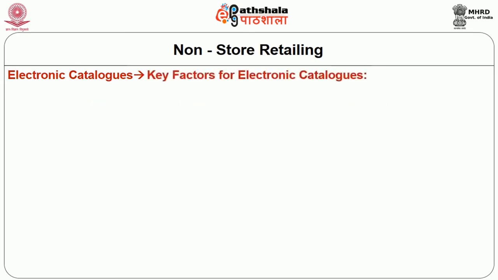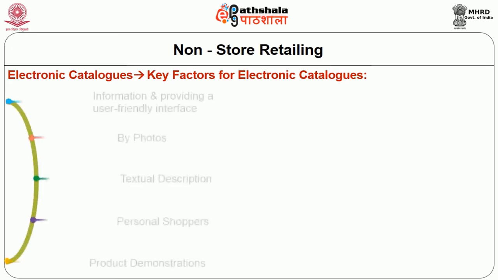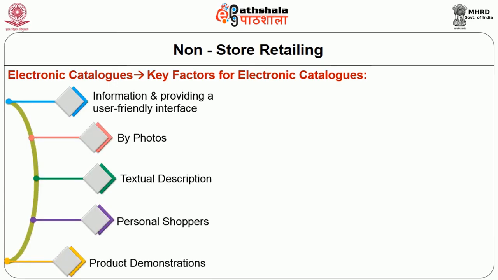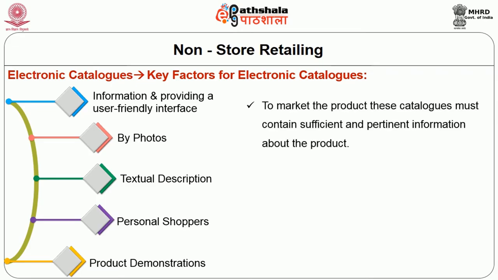Some of the key factors of electronic catalogs, that is the EPCs. The electronic product catalog contains the basic product information with printed catalog images, and provides a user-friendly interface with photos, textual descriptions, personal shoppers and product demonstrations. To market the product, these catalogs must contain sufficient and pertinent information about the product.